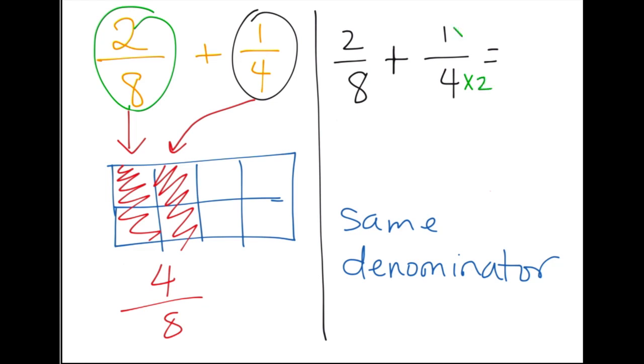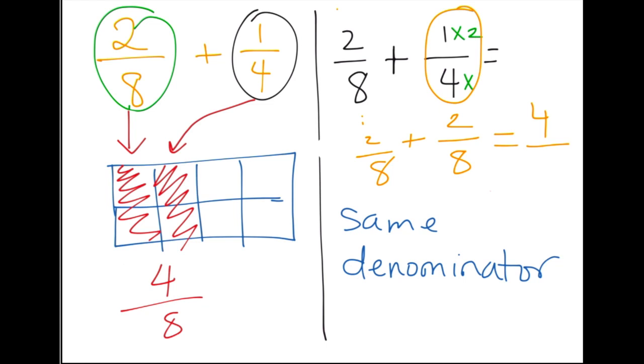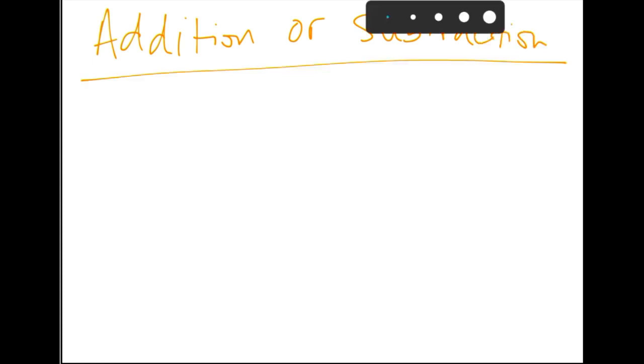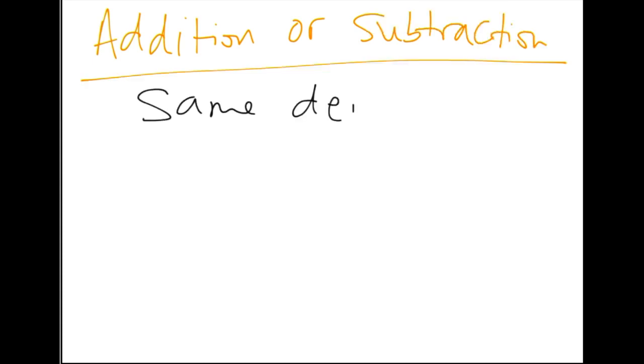However, when I multiply the denominator by 2, I will also have to multiply the numerator by 2 so that I have equivalent fractions. This becomes 2 over 8. And then we of course have 2 over 8 as well. When we add it, what do we get? 2 plus 2 is 4. And then remember, the denominator stays the same. Each time when you do addition or subtraction, you must have the same denominator.